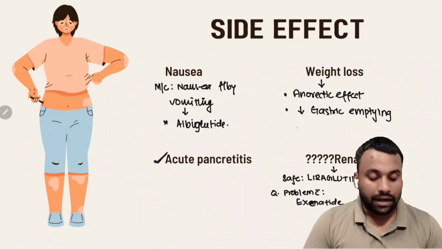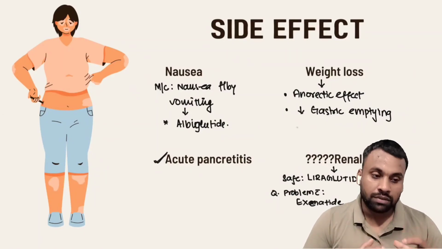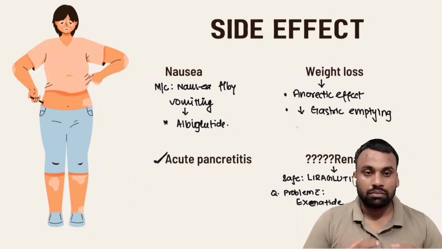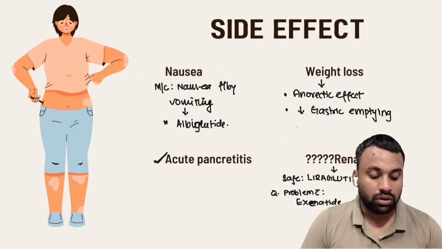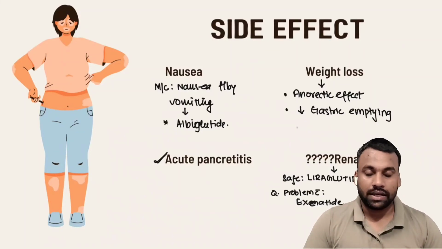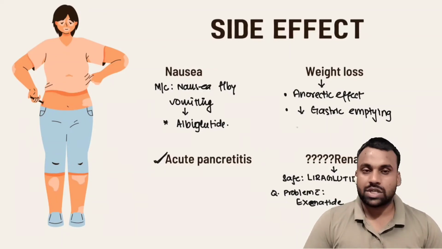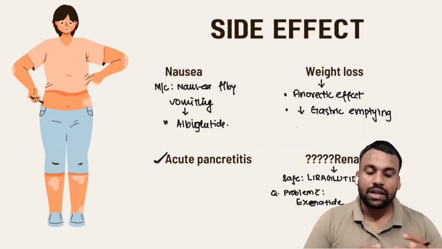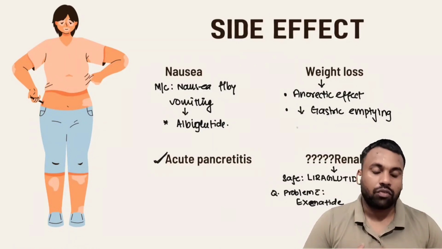If you give a patient exenatide, you should first go for a lab test like the KFT. If you do a proper KFT and get a good result, you can start exenatide. And if there is any problem or derangement in the KFT, we cannot start exenatide, because exenatide requires dose adjustment during renal failure.